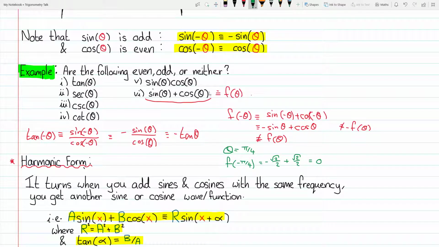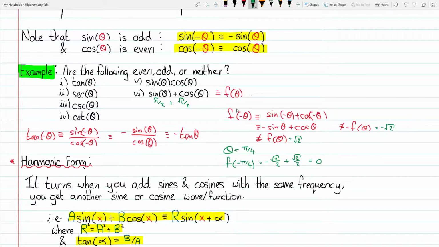Well, f of pi over 4 is simply sine of pi over 4, which is, sorry, not pi over 2, square root of 2 over 2. And then we add cos of pi over 4, which is square root of 2 over 2. And so this is simply going to equal the square root of 2. And similarly, this would equal negative square root of 2.